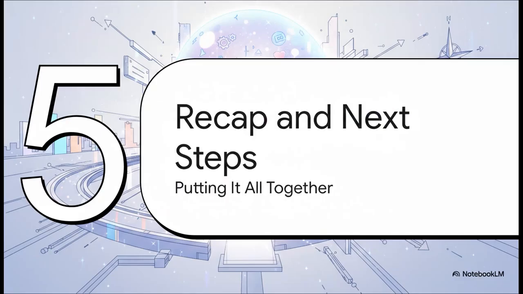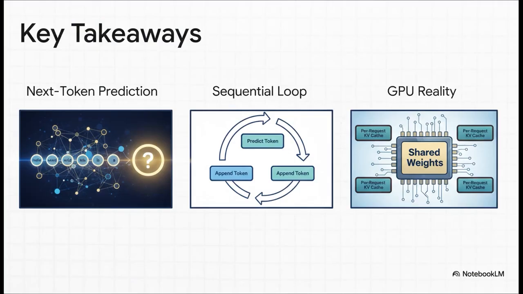Whew, all right, we've gone pretty deep into the low-level stuff. Let's just take a quick breath and recap the most important things to remember before we look at what's next. If you walk away remembering just 3 things, make it these. Number 1, LLMs at their very core are just next token prediction machines. Number 2, inference isn't a single action. It's a sequential token-by-token loop. And number 3, the reality on the hardware is a set of shared weights for everybody and a private per-request KV cache that gets bigger the longer your context is.